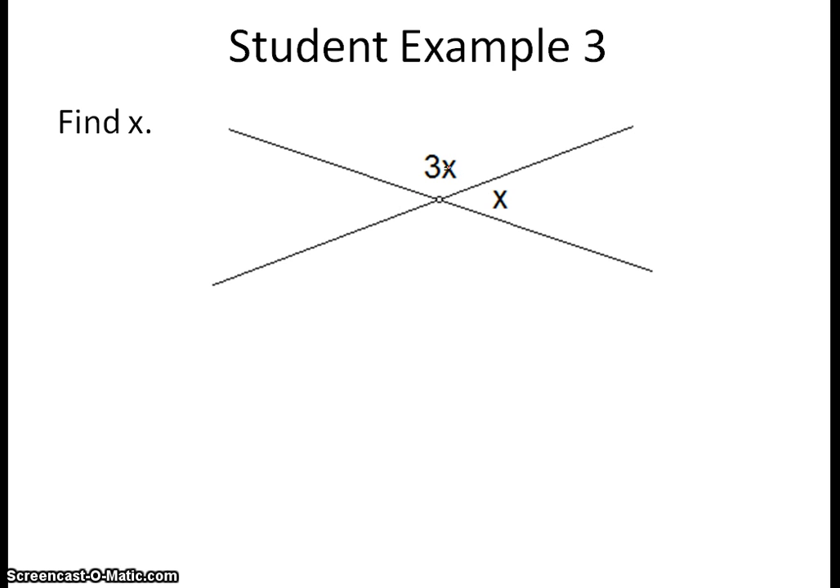But what do we know about these two angles together? Well, we do know that they make this straight line right here. And what can you tell me about how many degrees are in a straight line? Well, a straight line is 180 degrees. So if you take this piece plus this little piece here, they should make 180 degrees. So the equation that I see here is 3x plus x equals 180 degrees.